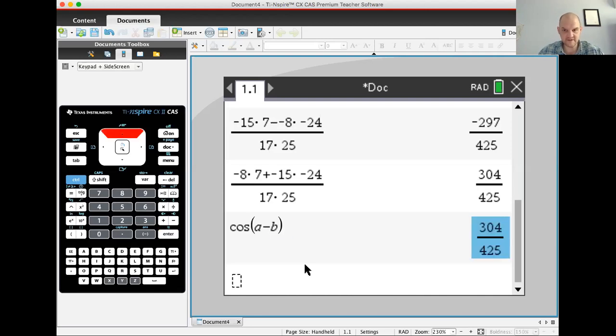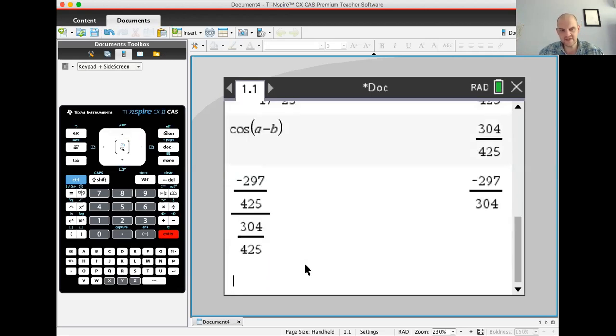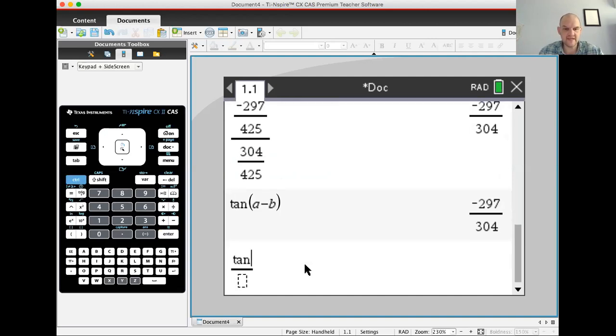Because I'm doing this divided by this, and I get -297 over 304. And then if I check the tangent of A minus B, I get -297 over 304. So let me jot that down. -297 over 304. You also could have done, if you wanted to, tan of A minus tan of B over 1 plus tan A tan B.